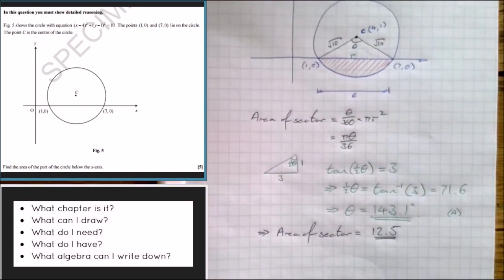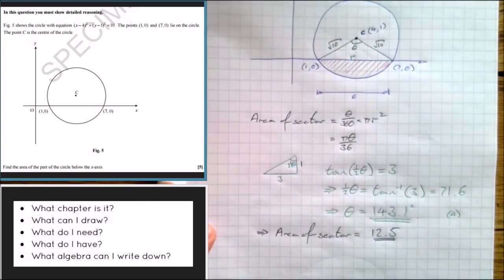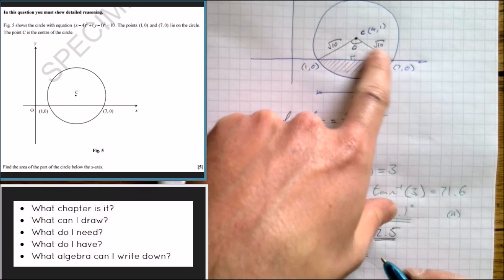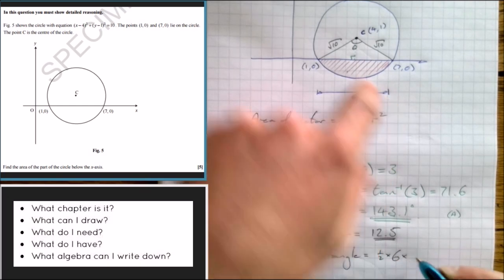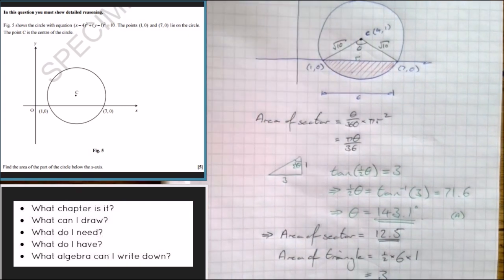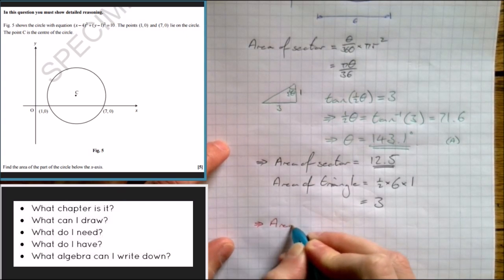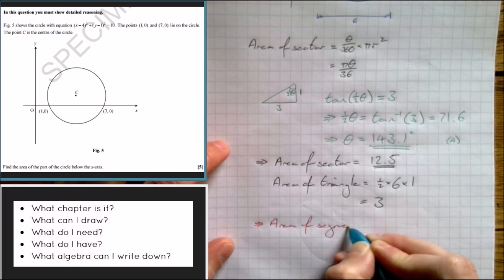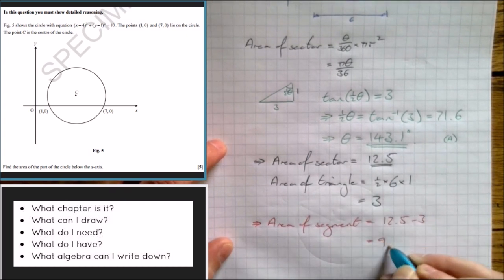Okay. Now what else do I need? Well, the area of the segment is going to be the sector, take away the triangle. So that's going to be a half times the base times the height of the triangle. That's just 3. So our final answer, the area of the segment, which we shaded in red, is 9.5.